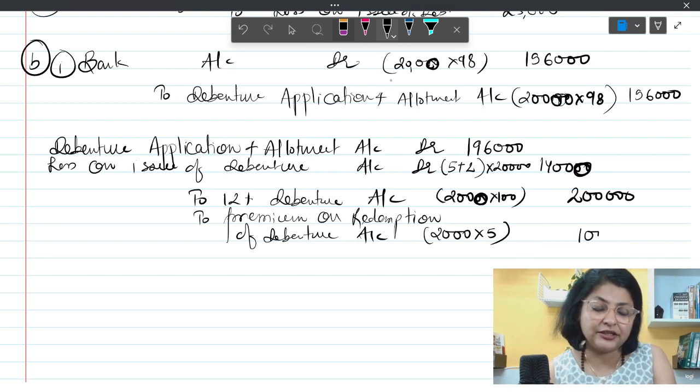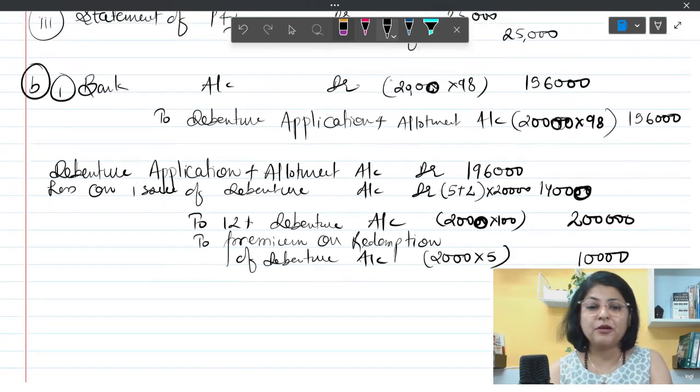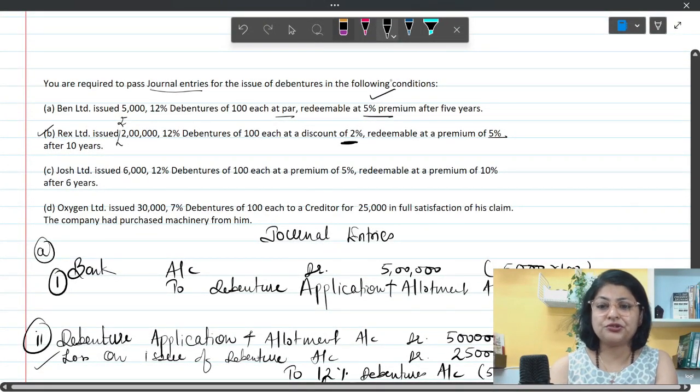Is our entry tallying? Yes, definitely it is tallying. Let us understand it once again, how these figures came. See, if I go back to the question and show you, the question is saying Rex Limited issued rupees 2 lakh.